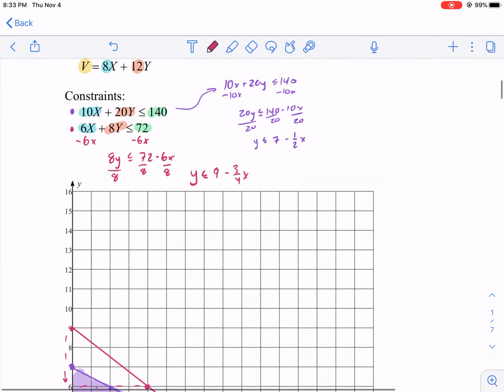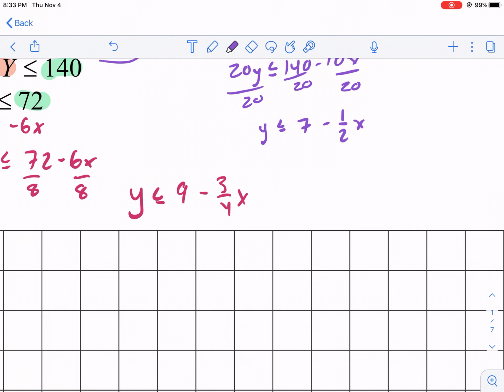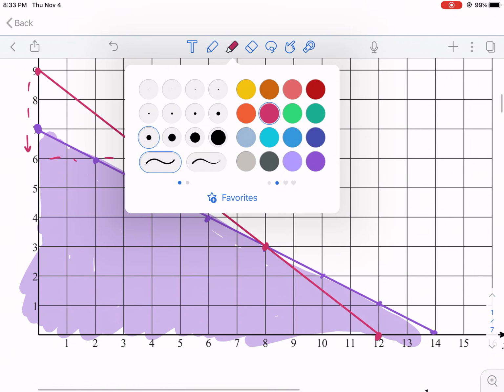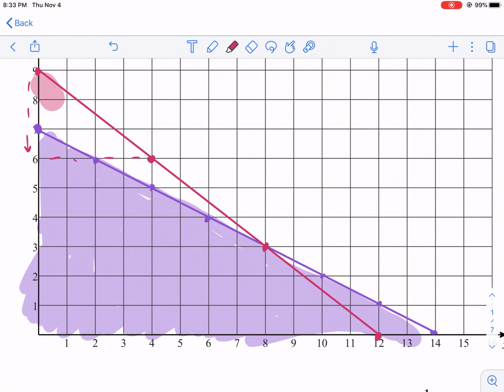Now, this one also is shade below. It's a solid line because we have less than or equal to, and it's below because it's less than. So I'm going to shade this also. I'm going to make it a little bit bigger just so we don't waste so much time watching me shade.